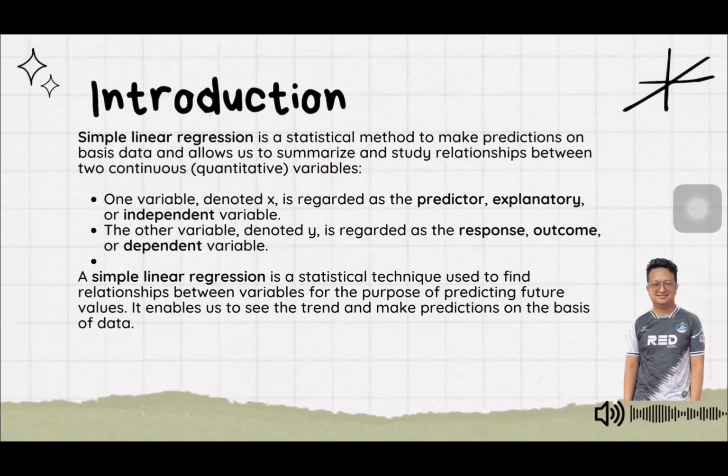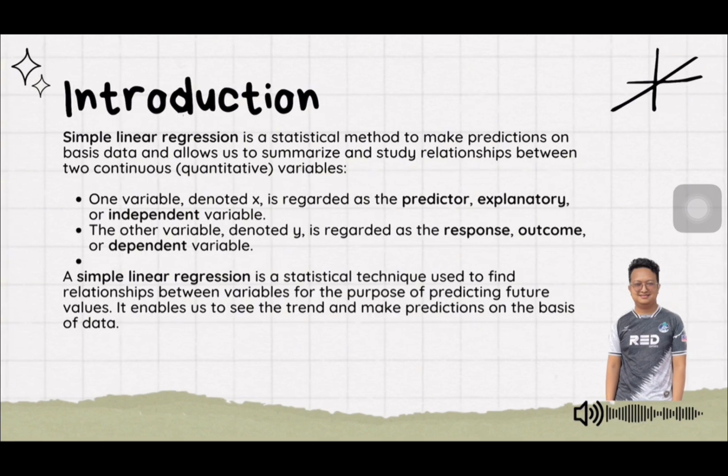For the introduction, simple linear regression is a statistical method to make predictions on the basis of data and allows us to summarize and study relationships between two continuous quantitative variables. One variable, denoted as X, is regarded as the predictor, explanatory, or independent variable. The other variable, denoted as Y, is regarded as the response, outcome, or dependent variable.